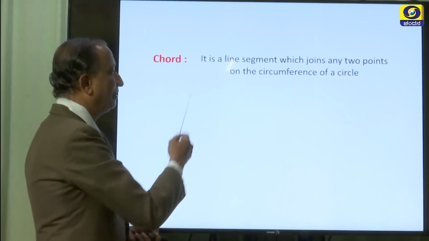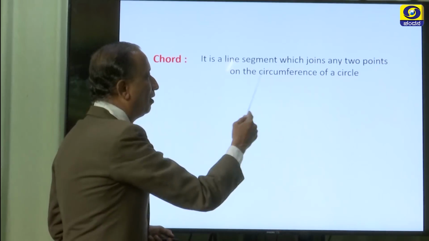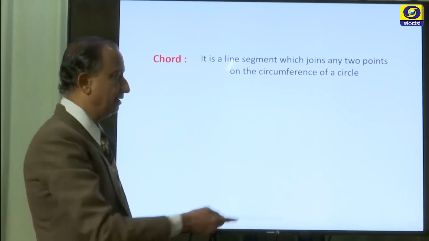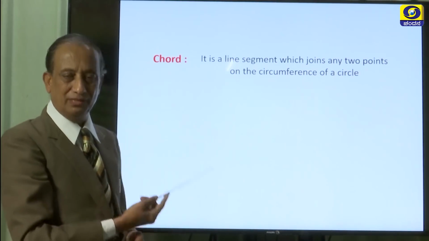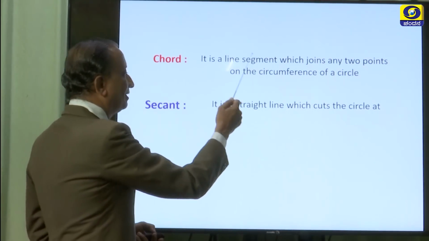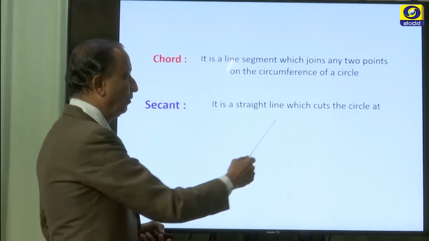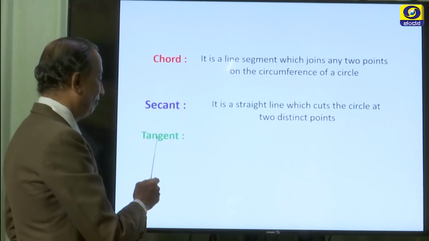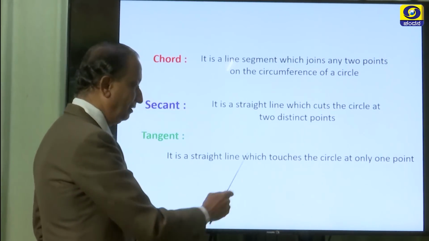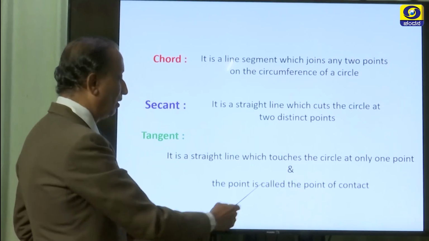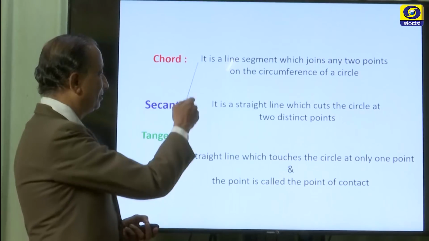First of all, chord. Chord is a line segment which joins any 2 points on the circumference of a circle. You can take any 2 points on the circumference, join them, the line segment is called the chord, and you know the diameter is the longest chord. Now secant. Secant is a straight line. Chord is a line segment, whereas secant is a straight line which cuts the circle at two distinct points. And finally, tangent is a straight line which touches the circle at only one point, and the point is called the point of contact. So these are the definitions for a chord, secant and a tangent.